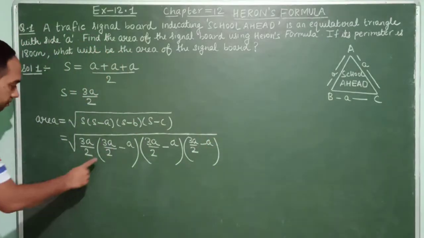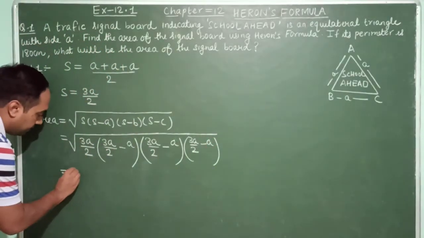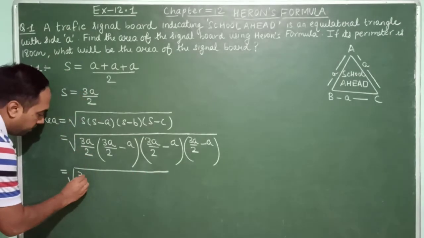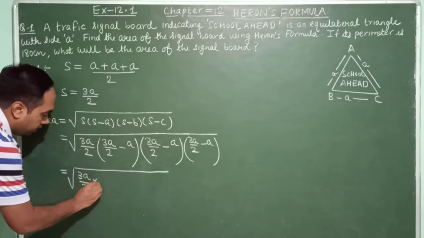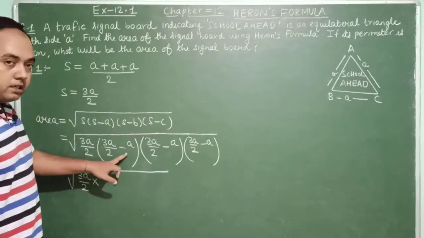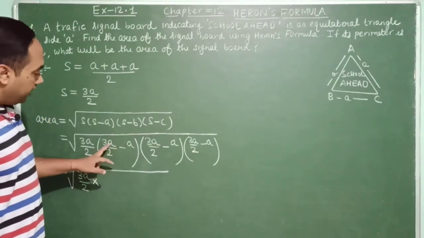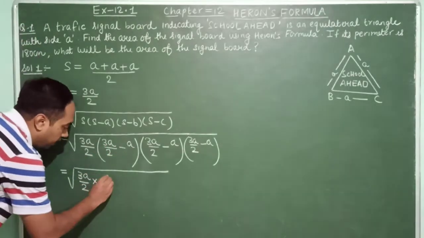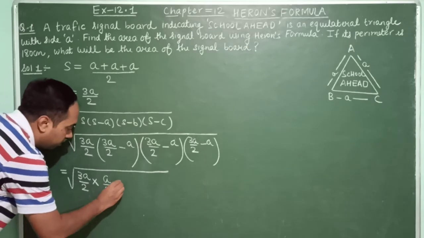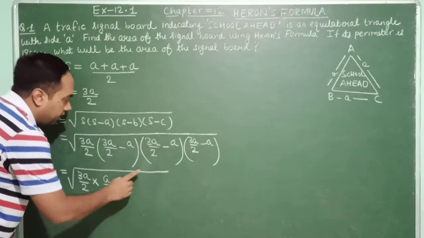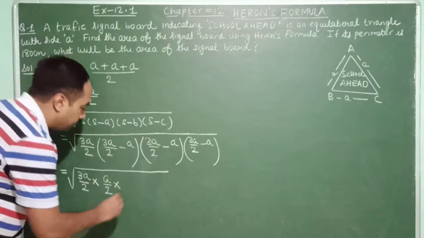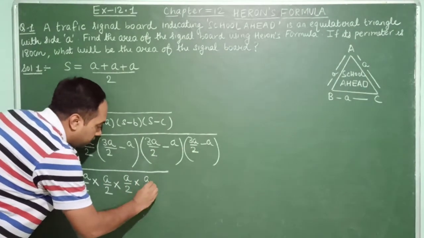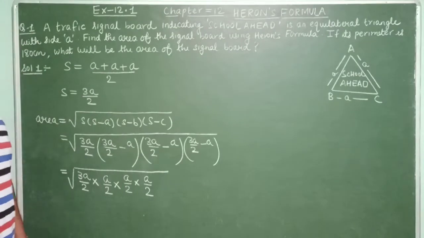Now take LCM inside brackets. So 3A upon 2 will be written as it is. When you take LCM, 2 will be the LCM, and in the numerator you will get 3A minus 2A. So 3A minus 2A is A upon 2. In the same manner, after taking LCM you will get A upon 2, and here also you will get the same result, A upon 2.